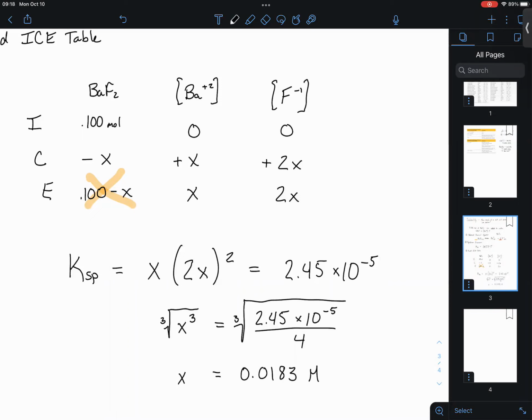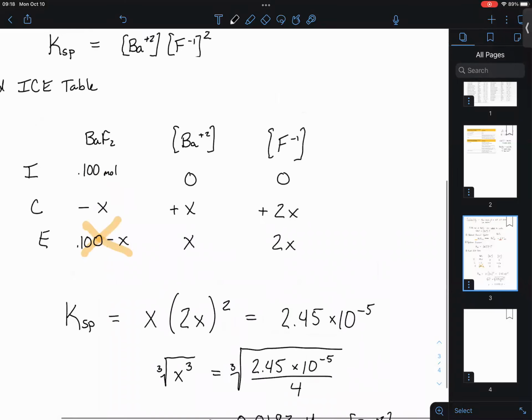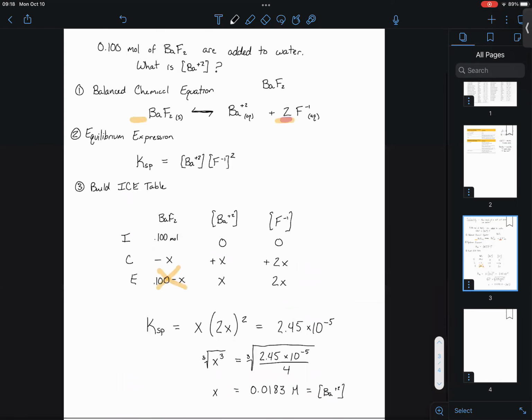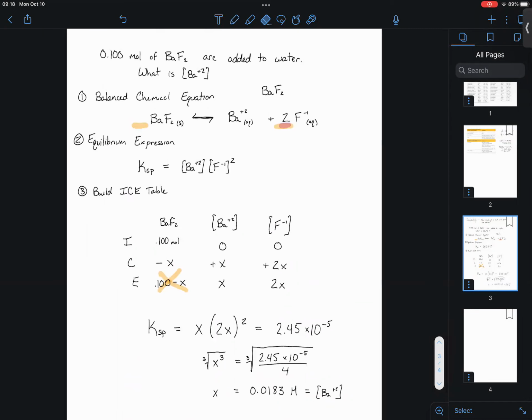All right, and we get that our concentration is 0.0183. And importantly, as I've said before, it's easy to forget what it is that you're talking about here. Specifically, x was that barium concentration. So what is the concentration of barium? That's what I was originally asking. That would be 0.0183 molar.